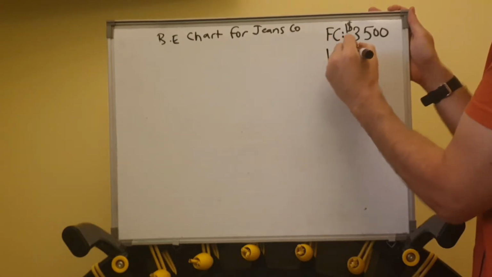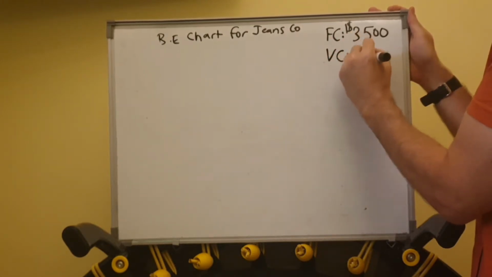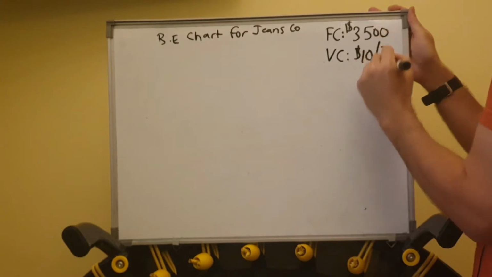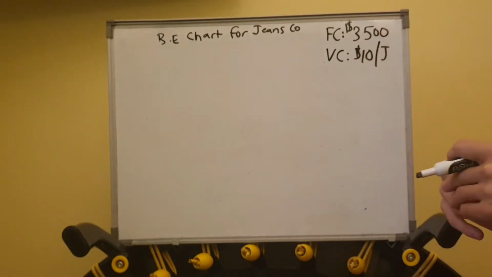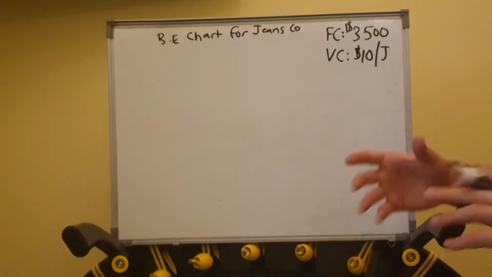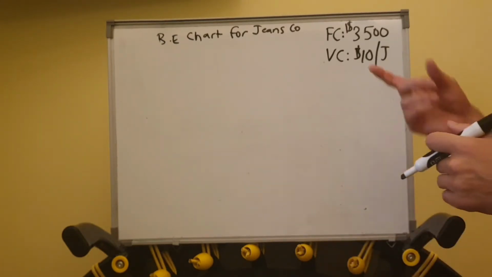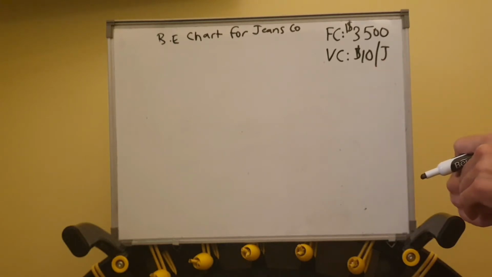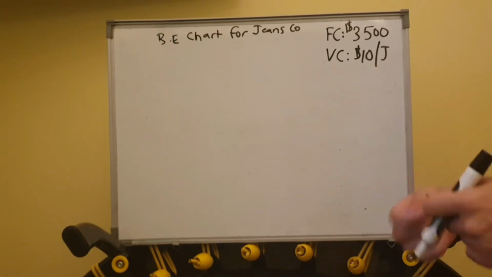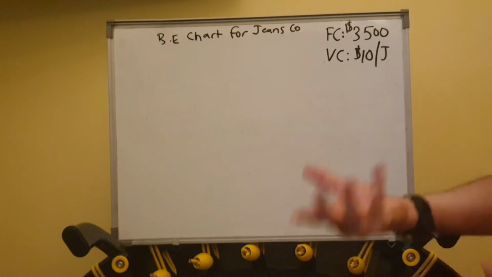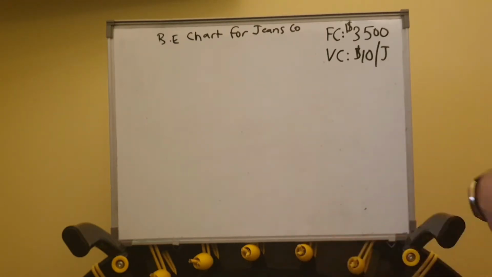Variable costs were $10 per jean. All right, so for every single pair of jeans, it costs them $10 to make. Variable costs are the cost of the actual item, and they will increase as quantity increases. Because if you're making 1 pair of jeans, you're gonna have a lot less fabric and material, for example, than if you're making 100 pairs of jeans. So fabric would be a really good example of a variable cost in this specific case.